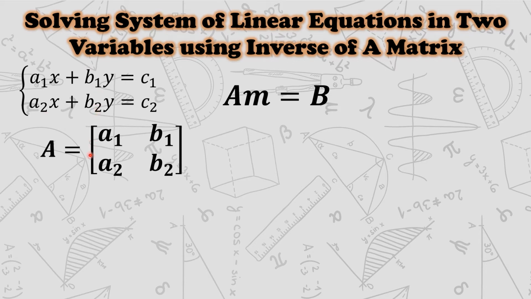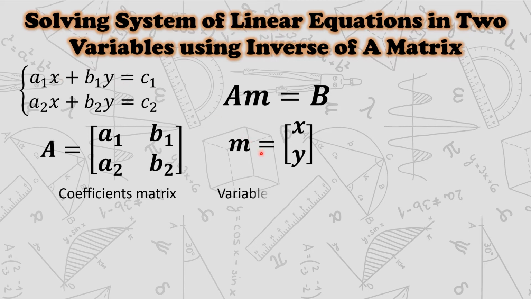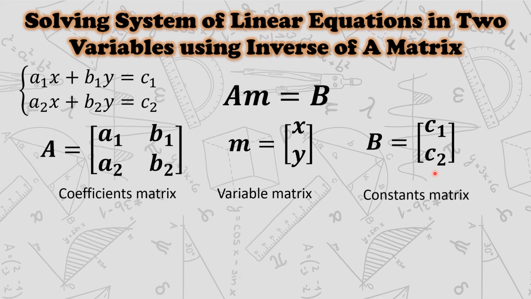Again, this is called the coefficients matrix. And M is the variable matrix. We have x and y, a column matrix since we're looking for the values of x and y. Again, this is called the variable matrix. And last, we have the constant matrix. B is a column matrix c sub 1, c sub 2. This is the constant matrix.